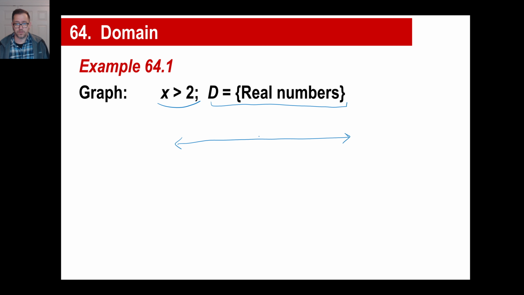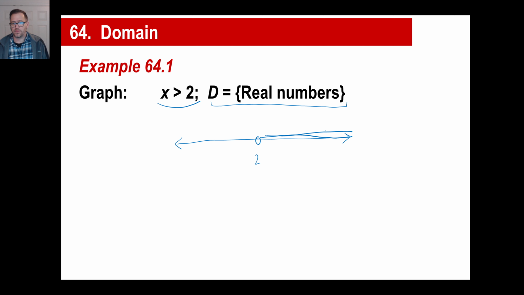So what you're going to do is, here's my point that represents 2, and it's an open circle because it won't include 2, just 2. All real numbers means everything. Remember, a real number is every single number on a number line. And in this case, it has to be greater than 2, so you're just going to draw it like this, with a line.